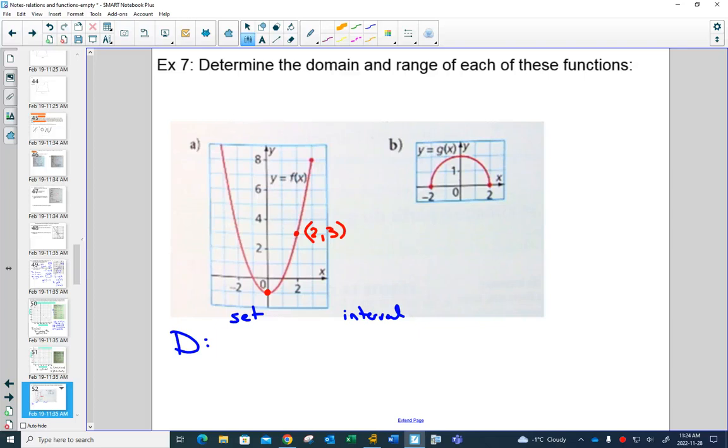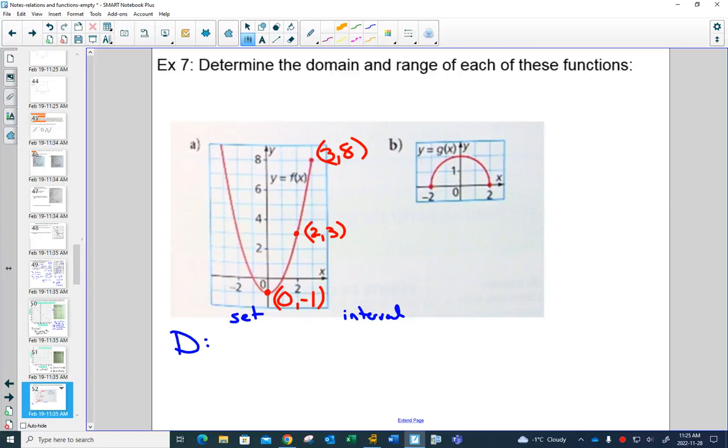3 and 8, yes, definitely. 3 will be a point in your domain, and 8 would be a point in your range. This is a 2. And here, we would have 0, -1. So 0 would be a point in your domain, and -1 would be a point in your range.